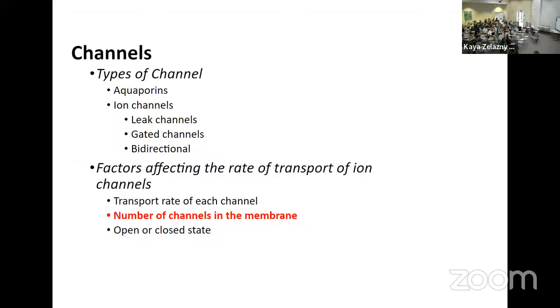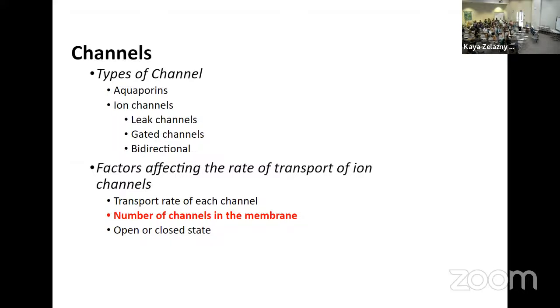We'll see that there are gated channels where there's like a wall in the middle of the channel and you need an event to happen for it to open, but then once it's open, it stays open for a while. Sometimes we'll even have bidirectional channels where we can have things that flow in or out through the channel. It's just an open door, right?